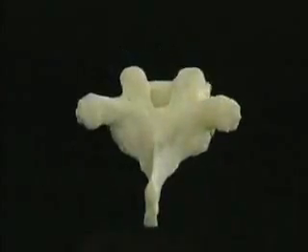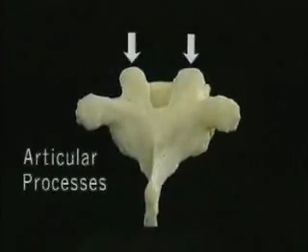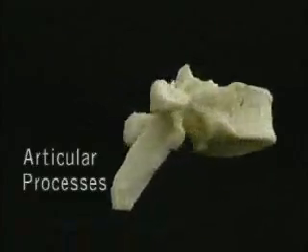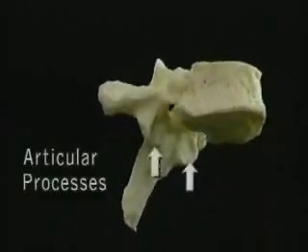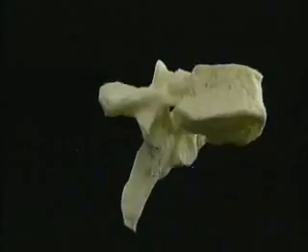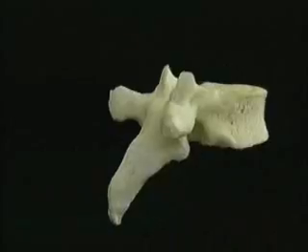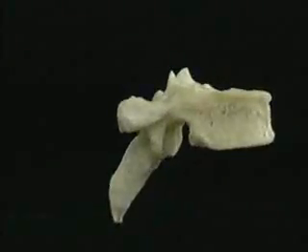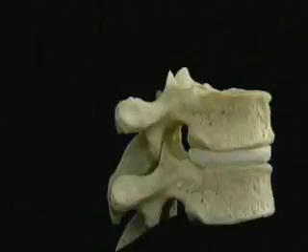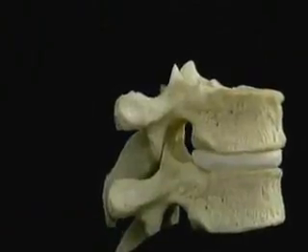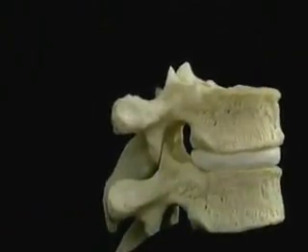Also arising from the neural arch are 4 articular processes, 2 above and 2 below. The lower ones face forward, the upper ones face backward. The articular processes of adjoining vertebrae interlock, forming a pair of synovial joints which permit movement between adjoining vertebrae. Now that we've looked at one vertebra, let's look at the specialized and different features of vertebrae from the cervical, thoracic, and lumbar parts of the spine.